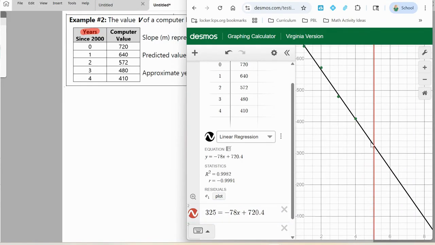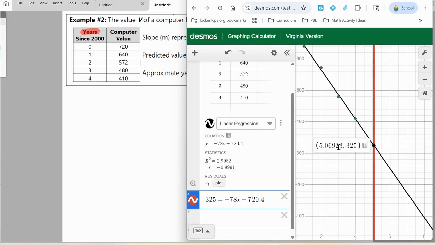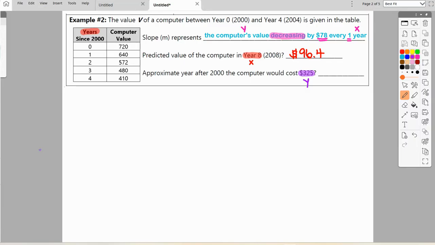Looking for that on my graph, I can see it's at around year 5 here. We'll estimate it to the whole number of years since we're talking about years here. So we'll say 5 years specifically after. If you wanted to actually write the year, that would represent 2005 because that's 5 years after 2000.